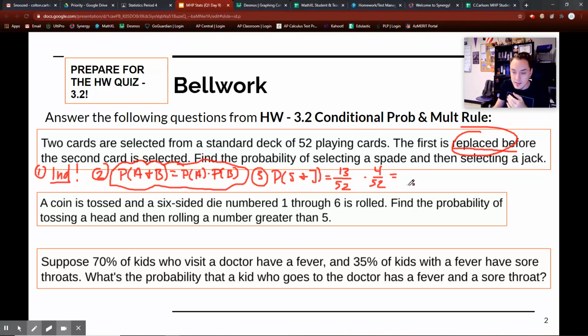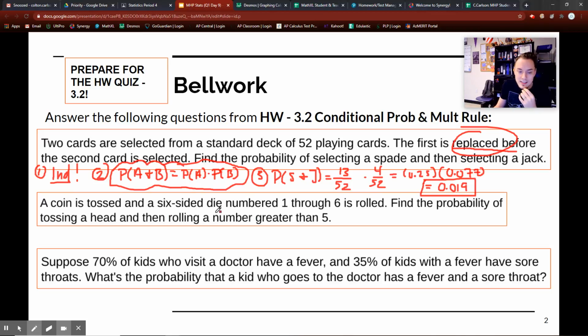So this simplifies down to 0.25, times 0.077, since 4 out of 52 is 0.077. And so this equals 0.019. Sometimes MyMathLab wants you to do a decimal version, sometimes they'll want a fraction version. It just depends, but most of the time I think they want a decimal here. All right, let's go to the second one.